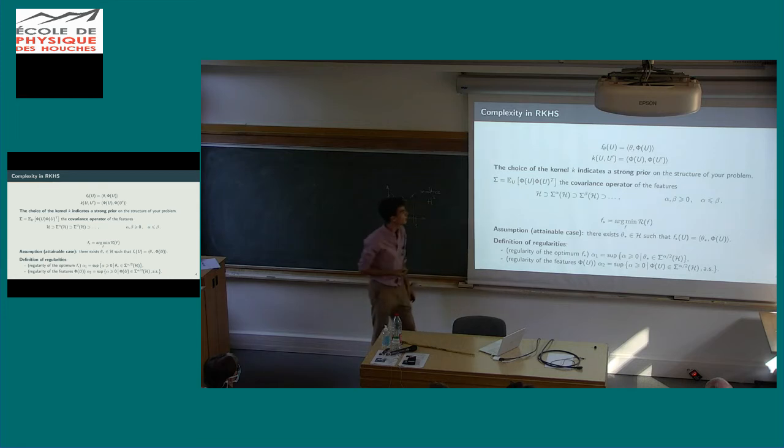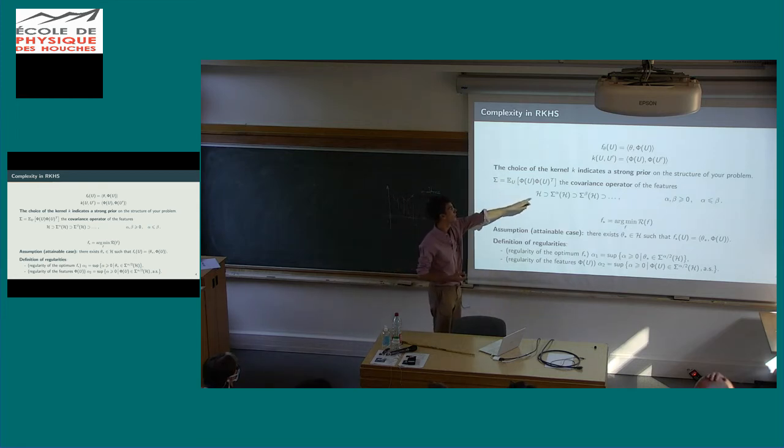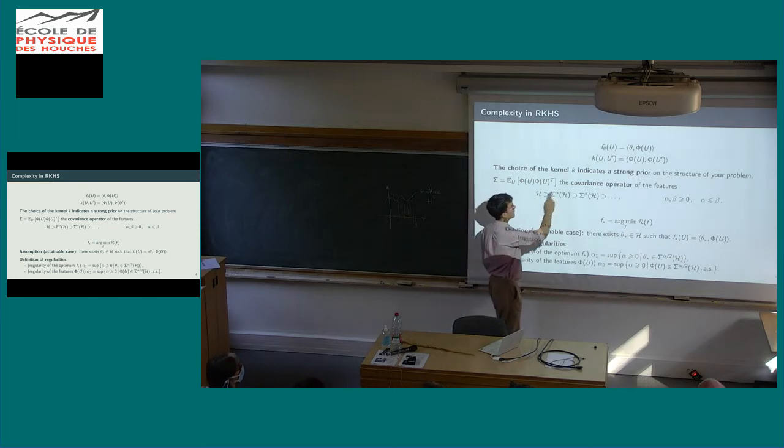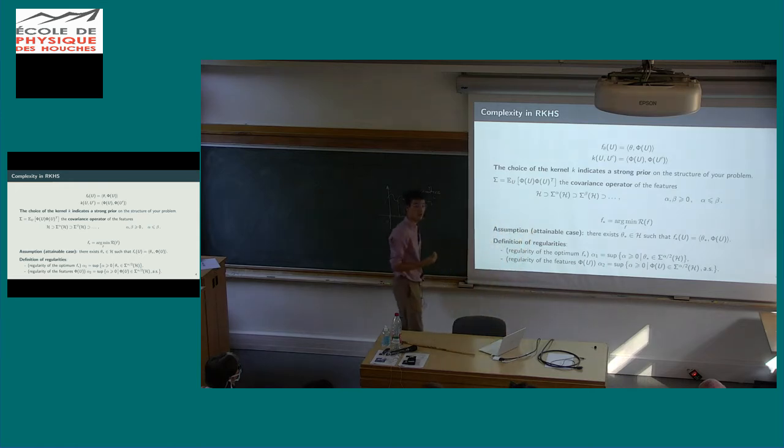And it turns out that the right notion is to look at sigma, the covariance of the features. So expectation of phi of u, phi of u transpose. It would be a matrix if we were in finite dimension, but here it's an operator. And then the powers of sigma, the image of the power of sigma, give you a continuum of smaller and smaller spaces. The larger the exponent, the smaller the space.